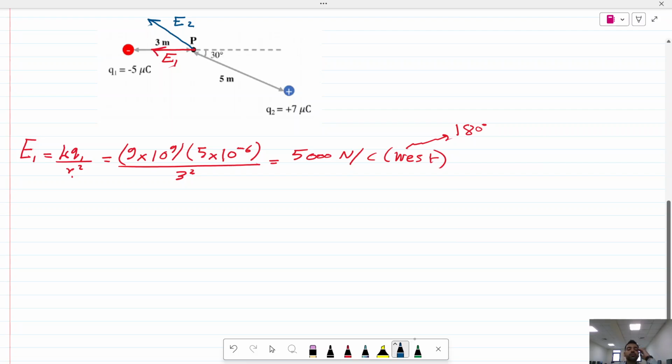How did I know that I have here a non-perpendicular vector addition? If you look at E2, it's not purely on x nor purely on y. And also, if this angle is 30, then this angle is also 30 degrees.